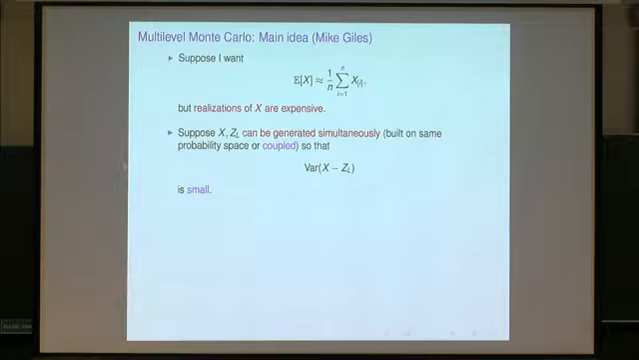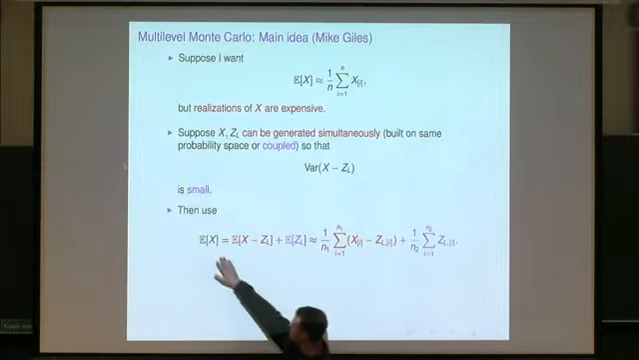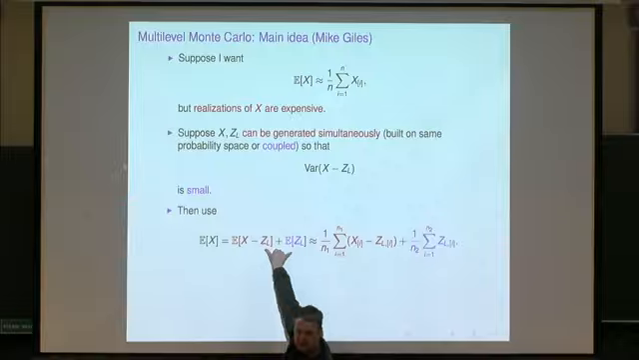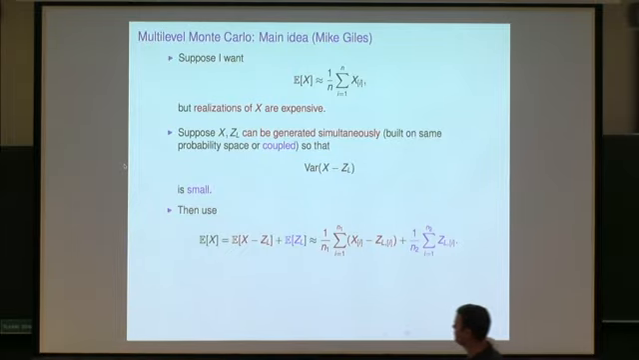So let's now suppose that I can generate both X and another random variable Z, let's call it Z sub L. You'll see why in a second. Let's suppose I can generate them simultaneously. What that means is I can build them on the same probability space, so that they're coupled. And I want to do this so that the variance is small. Why? Again, you saw this yesterday. The expectation I care about, I'm just adding and subtracting the same expectation. That's all it does, so this is trivial. The fact that these are under the same expectation tells me that these are being built on the same probability space, so you have to be able to generate them simultaneously.